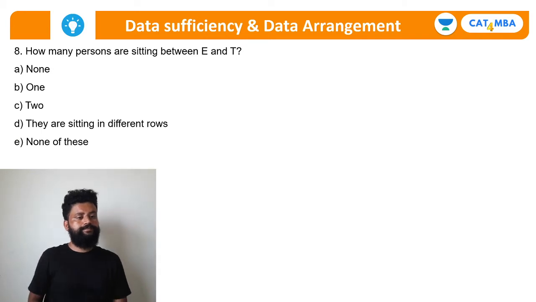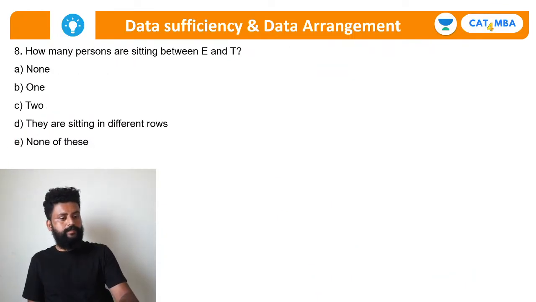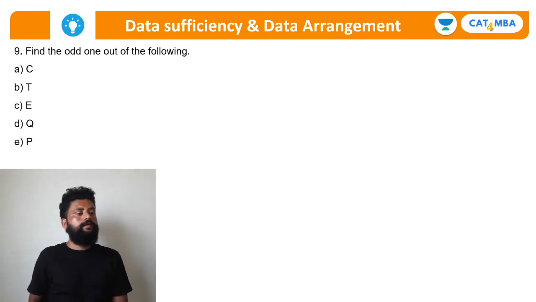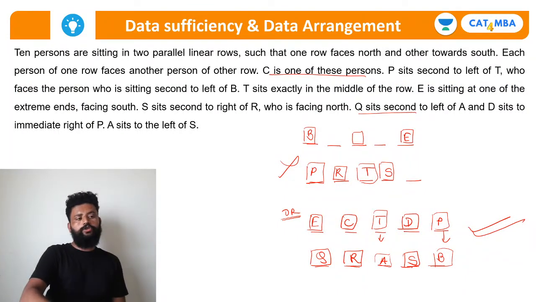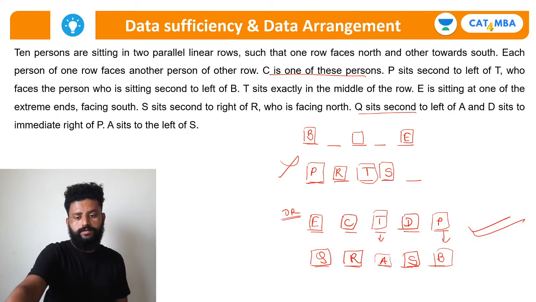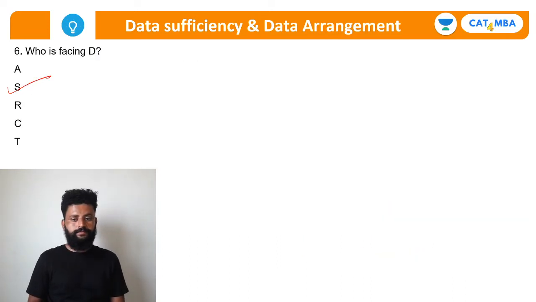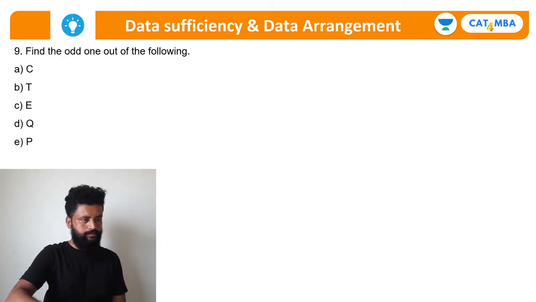How many persons are sitting between E and T? There is only one person sitting between E and T. Find the odd one out of the following. So let's understand CTEQP. Look at the diagram. CTEQP. The Q is in a different row. So the answer must be Q.